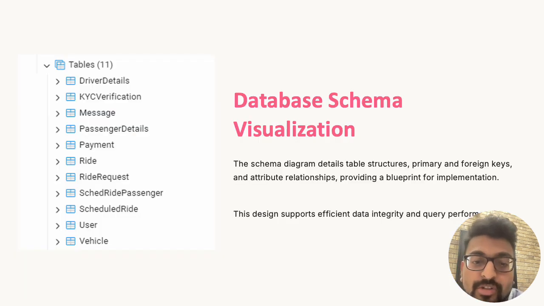Our visualization of the database schema is like this. It has tables, and each table has various entities. The schema diagram details table structures, primary and foreign keys, and attribute relationships, providing a blueprint for implementation. The design supports efficient data integrity and query performance as well.